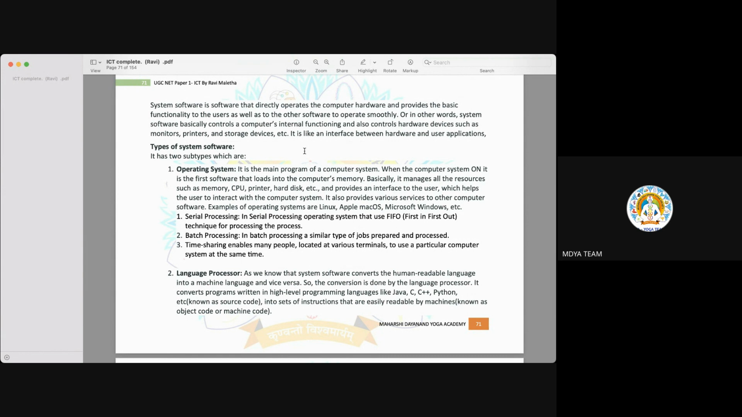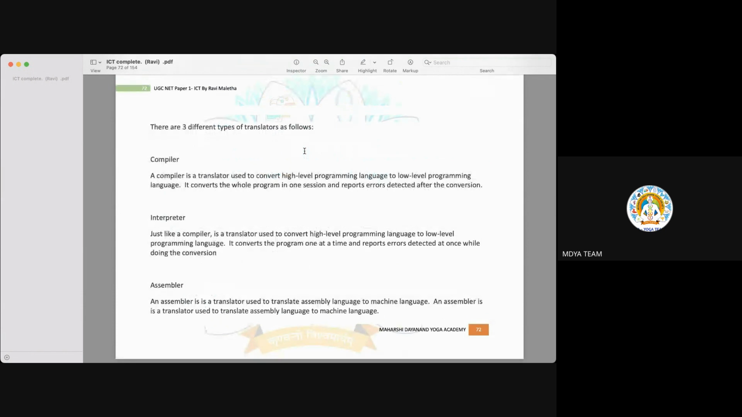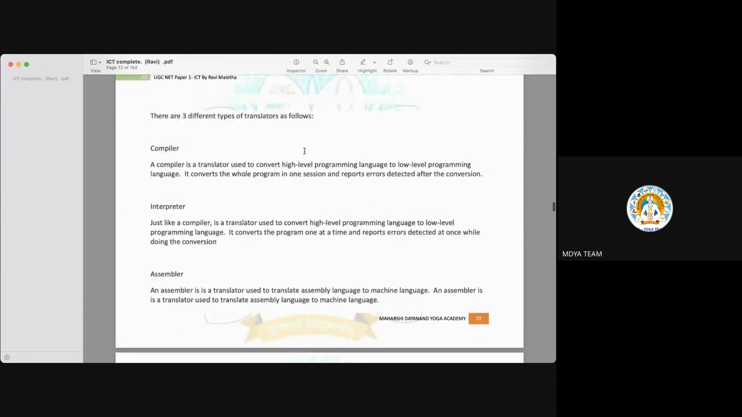It converts the program written in high level languages like Java, C, C++ into a set of instructions that are easily readable by the machine. That's why it is called object code or machine code. There are three types of translators. You must know what the translators are. Sometimes a question may come in your examination: what is a compiler, what is an interpreter, what is an assembler. They are language translators.